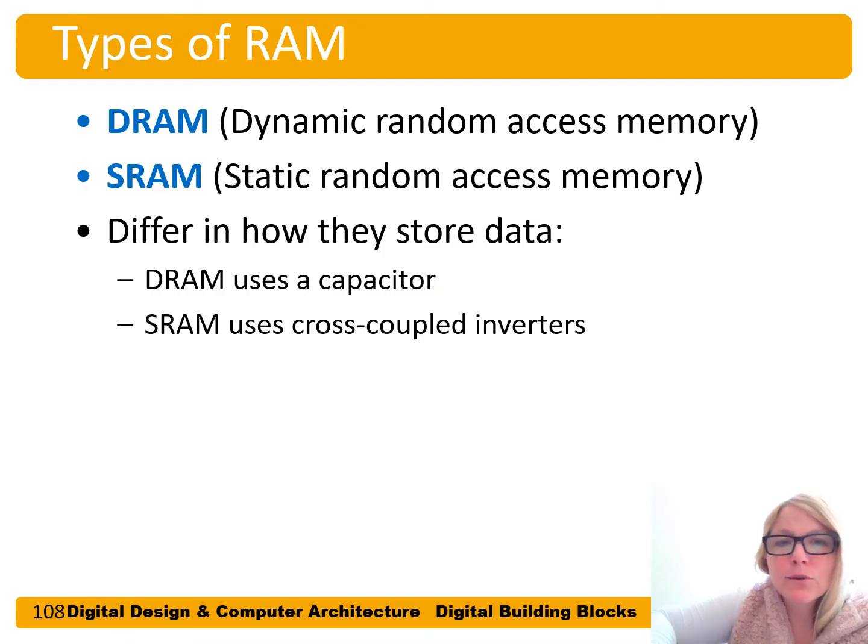Let's dive into RAM, how RAM is built. So there are two types of RAM, DRAM and SRAM. DRAM stands for Dynamic Random Access Memory, and SRAM stands for Static Random Access Memory. So they differ in how they store data. DRAM uses a capacitor, and SRAM uses cross-coupled inverters. And we'll talk about those in detail now.